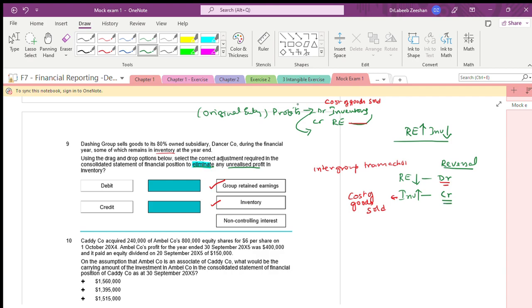Again, I will explain. First, you have to understand the original entry. How does it happen? The original entry is that you got the profit, the unrealized profit. The original entry says that cost of goods sold or inventory will be debited as we have earned the profit, while some of the goods remained in the inventory. Using the drag approach, you have to eliminate the unrealized profit.